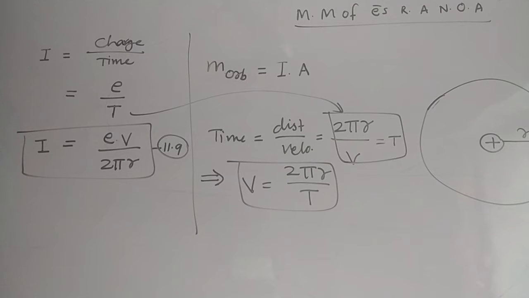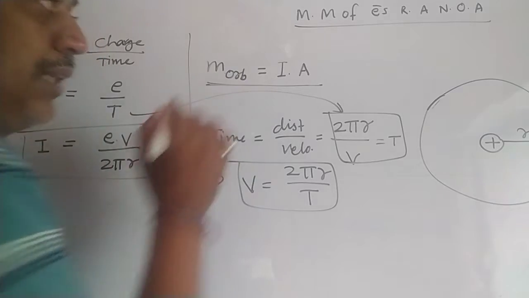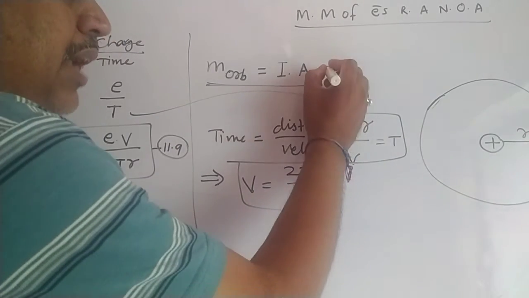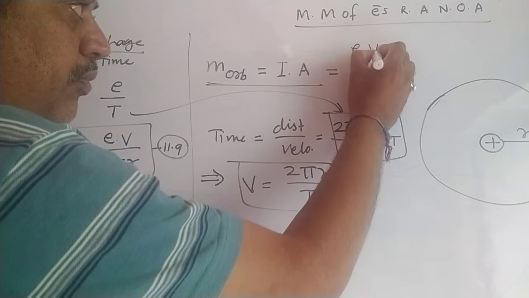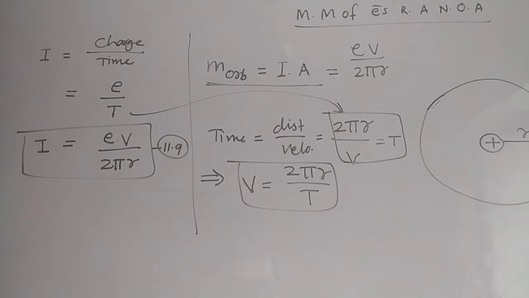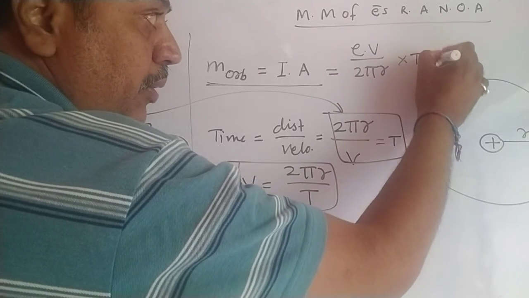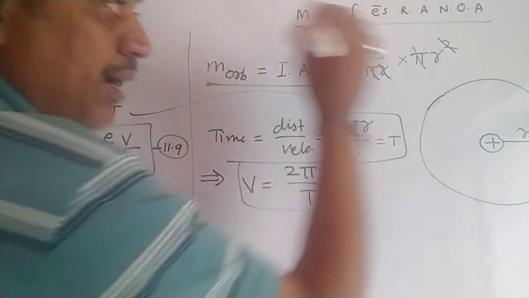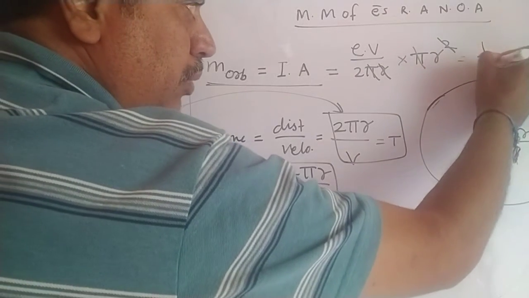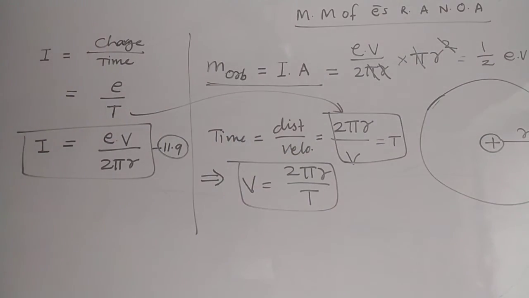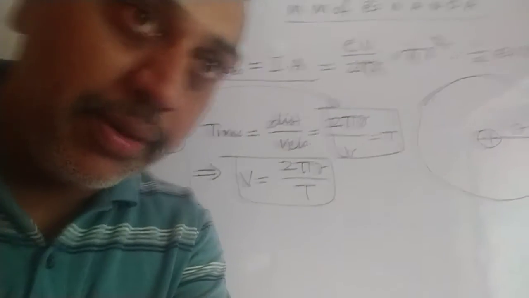Now the orbital magnetic dipole moment given by this formula can be written further. We have found the value of I, so put it here, then put the area. The value of current is e into v divided by 2 pi r, into area. The path is circular, so what is the area of a circle? It is, sorry, pi r square. So into pi into r square. This r gets cancelled with this r, and this pi gets cancelled with this pi. So what we get here is 1 by 2 e v r. That we get here: 1 by 2 evr.